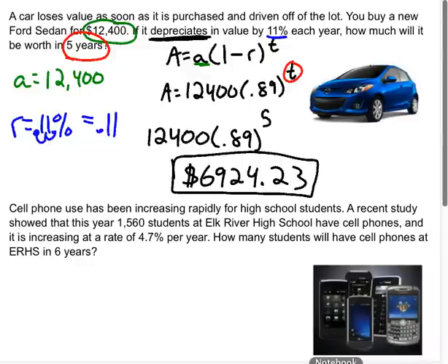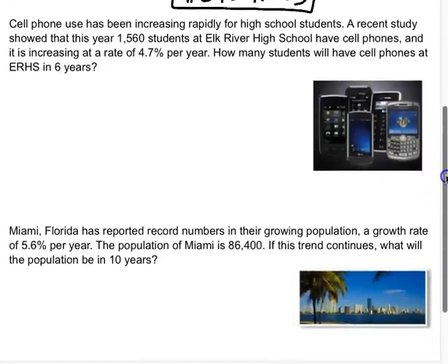So that's how you're going to approach every single one of these problems, which is awesome for that consistency. Figure out which formula you're using, and then ask yourself, what's my initial value? What's my rate? What's my time? Plug everything in. So let's take a look at our next one.